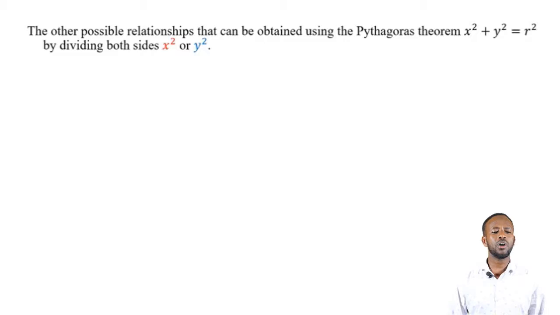Now, the other possible relationship that can be obtained using the Pythagoras theorem, x square plus y square is equal to r square, will be by what? By dividing both sides by x square or y square. As we have divided both sides of the Pythagoras identity by x square one time, the second time, if we want to find another relationship, we can divide both sides by what?